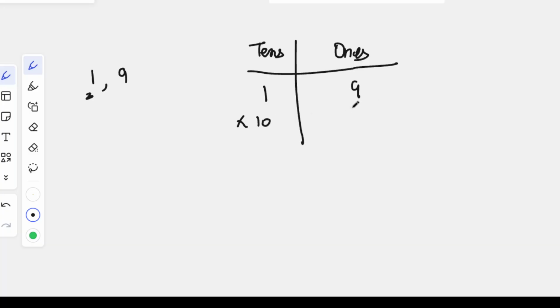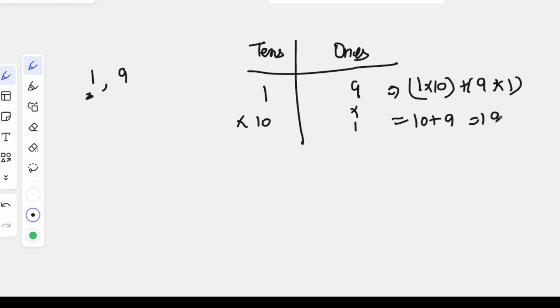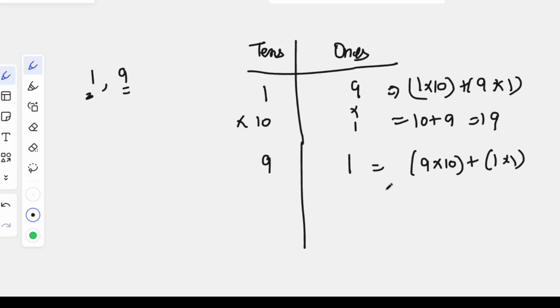We will multiply 1 by 10 and 9 by 1, which gives us 10 plus 9, 19. Okay, for the greatest number, the bigger number will be written in tens column and smaller digit will be written in ones column. So we get 9 multiplied by 10 plus 1 multiplied by 1. We get 90 plus 1, which gives us 91, right?